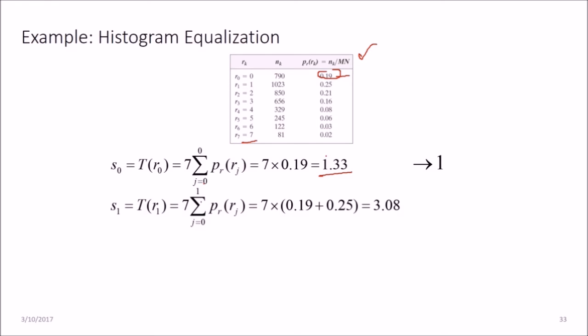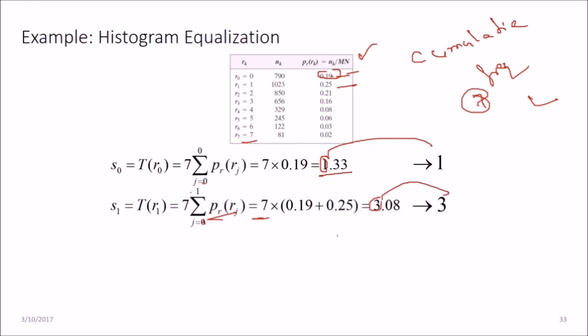Next is, we multiply 7 by sigma j equal to 0 to 1. This was 0 to 0. Now we have two values, 0 to 1. So this PR(rj) will include 0.19 and 0.25. So we are taking a cumulative frequency. We add 0.19 and 0.25, then multiply by 7, and 7 is nothing but the highest level. This will give you 3.08. So we'll take 1, we'll take 3.